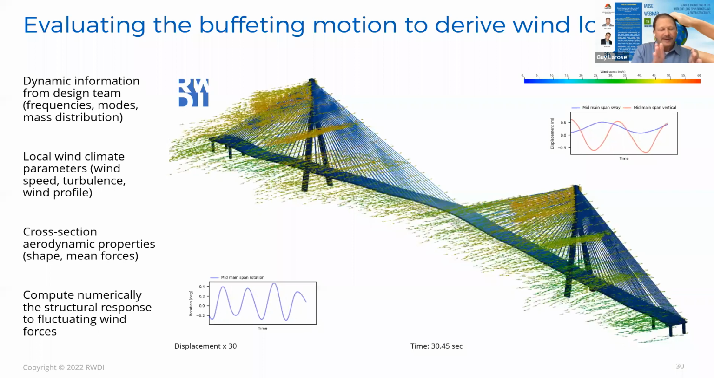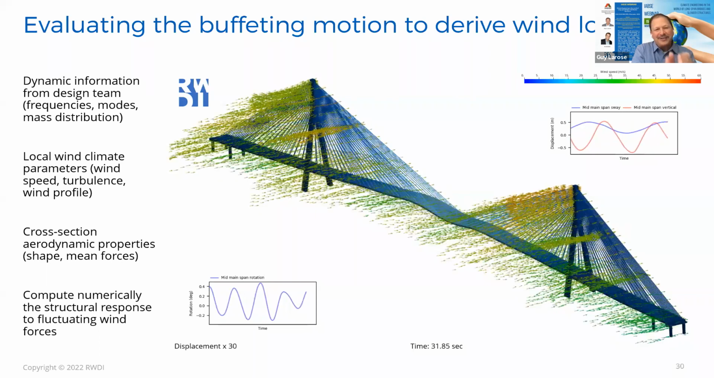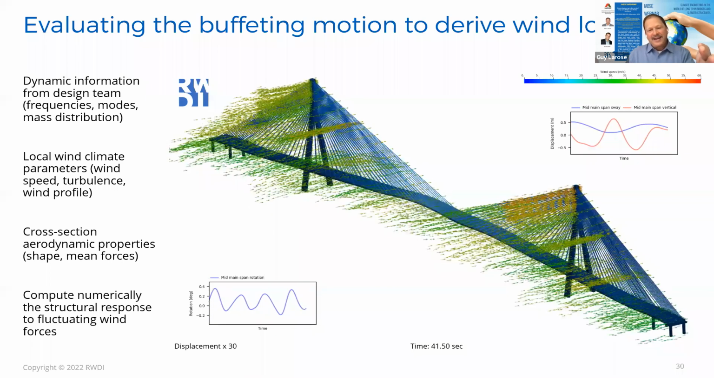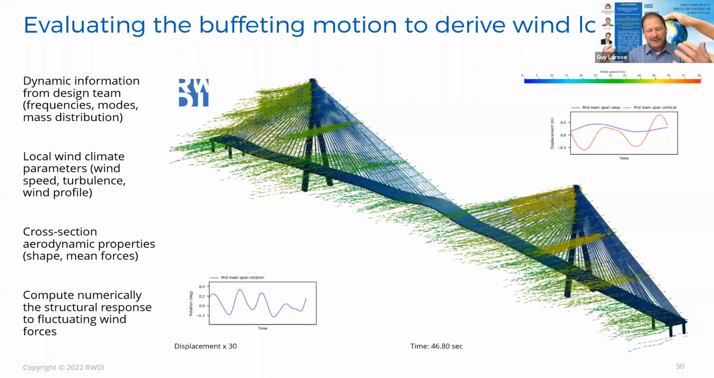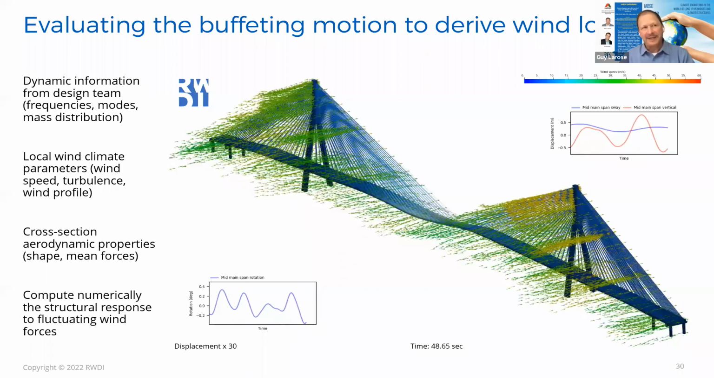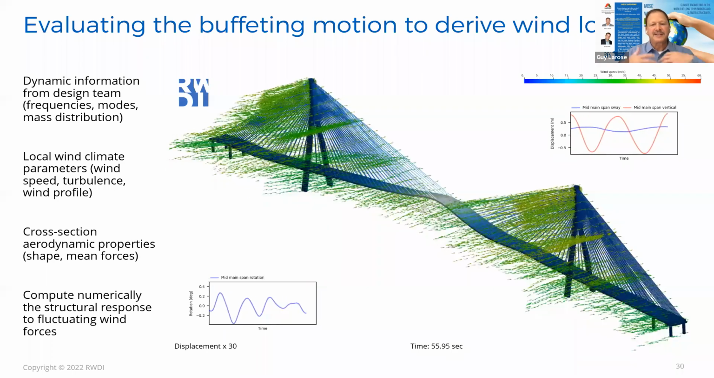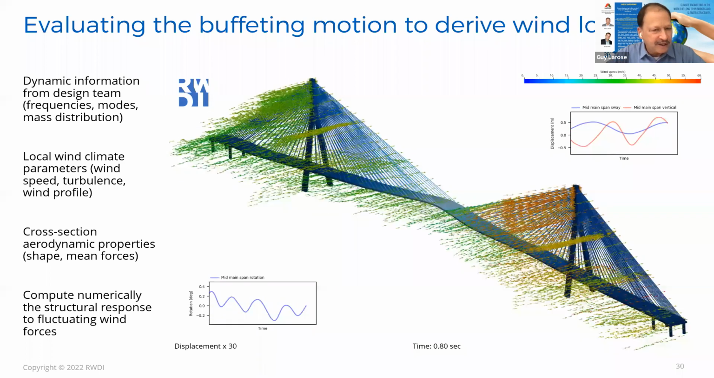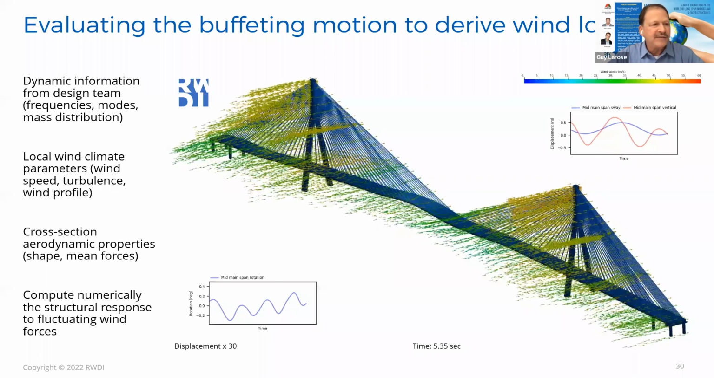We simulate the wind effect on each of the slices one by one, and then we solve the equation of motion. We have a mass matrix of the structure, we have how it responds, the frequency matrix of the structure, and then we calculate the stiffness. We apply forces to the stiffness, and it deflects. So it's 100% numerical, and it's validated in each of the projects we have.